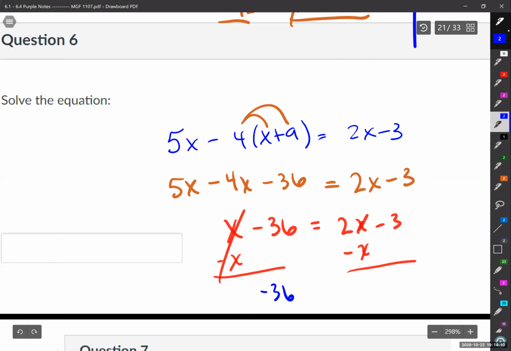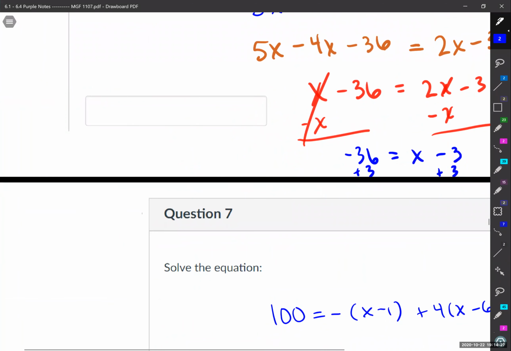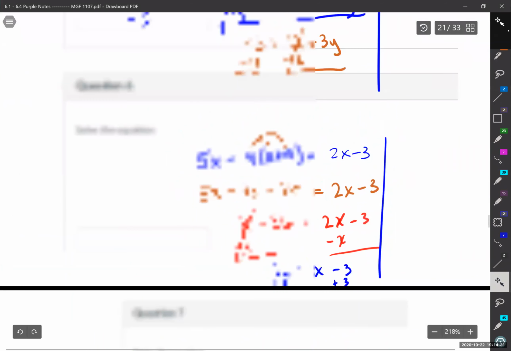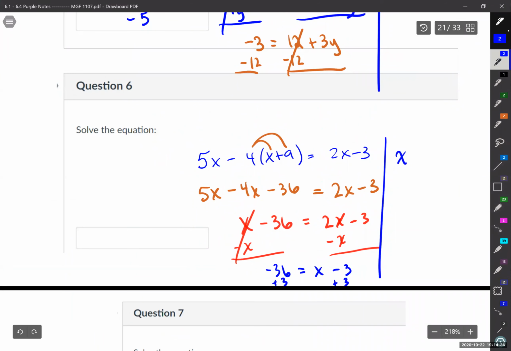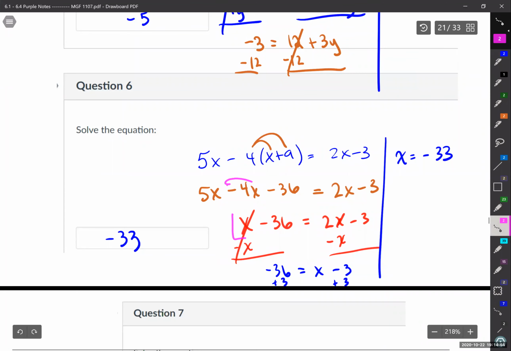Two x minus x is just a single x, minus a 3. Okay. So then I would add a 3 to both sides. And we would just get that x equals negative 33. So in this case, we first distributed, then we combined like terms, and then we got to an equation that we can solve in general by moving all the x's to one side and the numbers to the other.